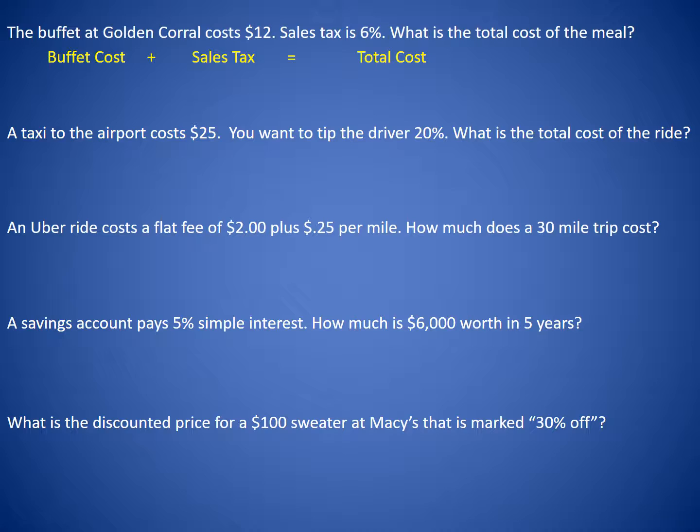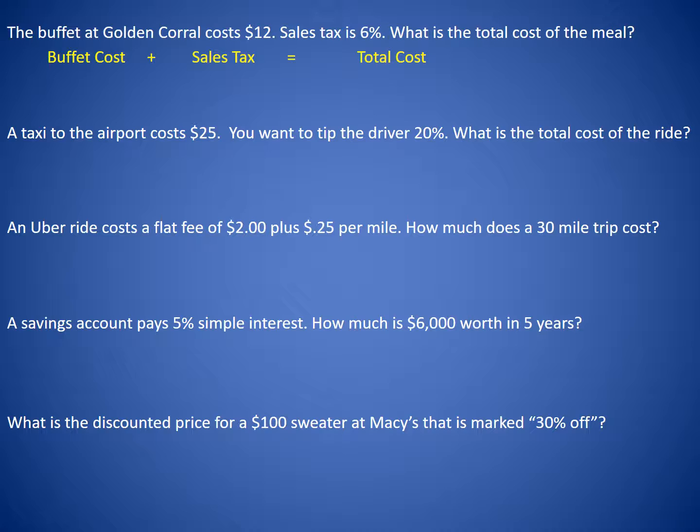If we look at this, we've got a buffet cost, we've got a sales tax, we've got a total cost of the meal. How do those three relate to each other? Well, if you take the cost of the buffet just by itself and you add the sales tax, that's going to give you the total cost of the meal. So again, the key here is we're not worried about what the numbers are. We're just trying to understand in our heads how these things are related. Let's do the same thing with the next one.